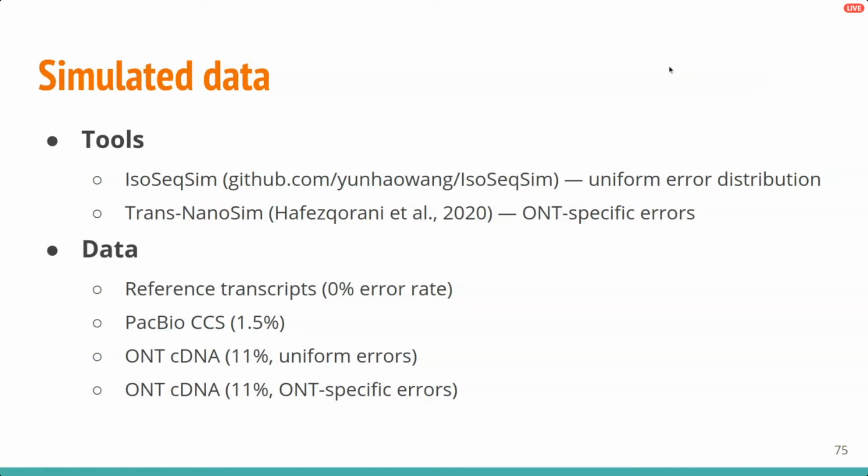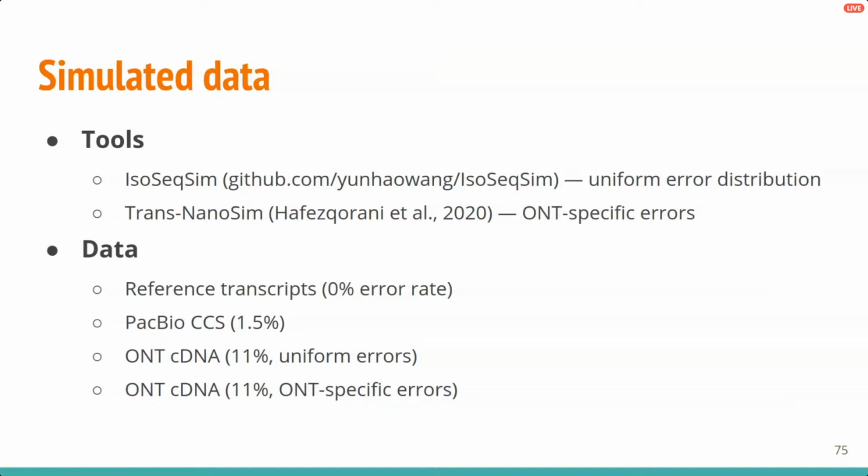Okay, sorry for being a bit messy, but the question came to Discord a bit later. So back to simulation. Again, IsoSeq-Sim is a tool which does simple simulation of PacBio reads and errors are distributed uniformly, which is actually very close to what PacBio has. Maybe not exactly repeats the PacBio HiFi pattern, but raw PacBio reads do have uniform error distribution as far as I know. And another tool is TransNanoSim.